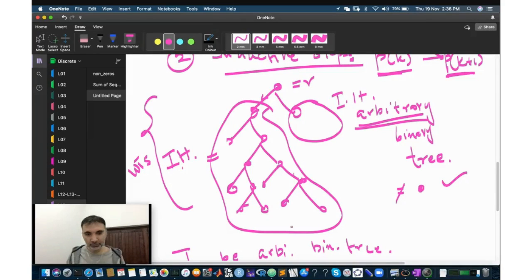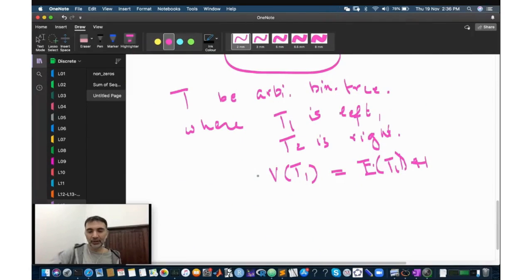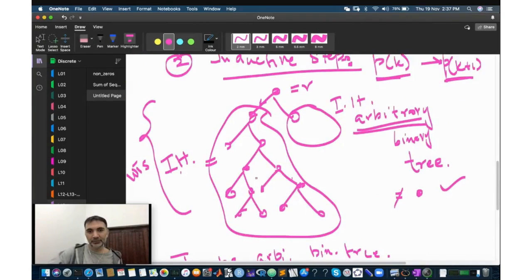Mateen is there? Mateen? Haris? Yes, sir. Haris, how do we know this? Sir, through the diagram, I guess, or through the base case.